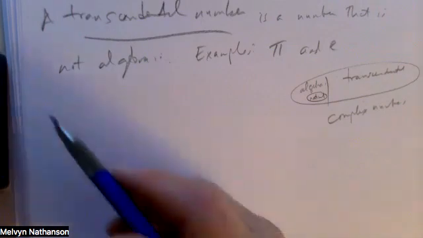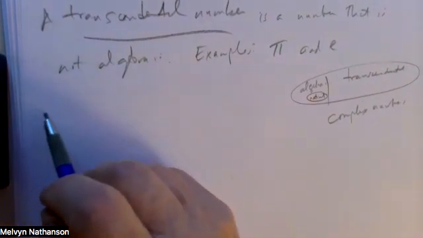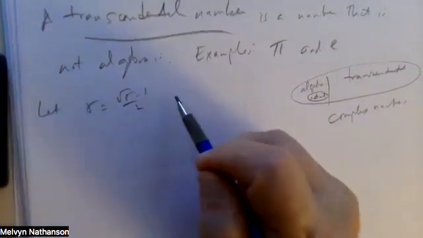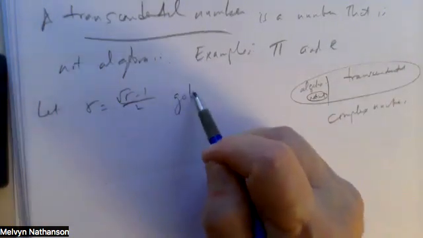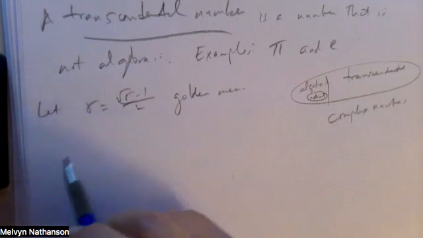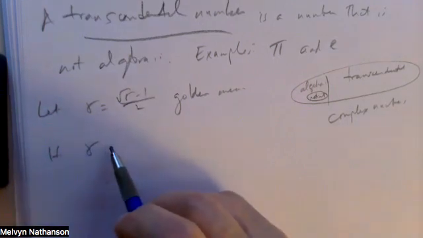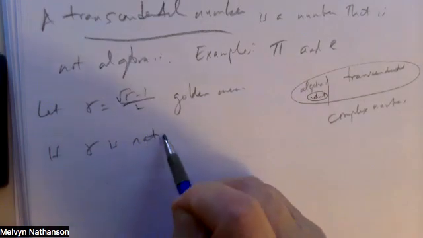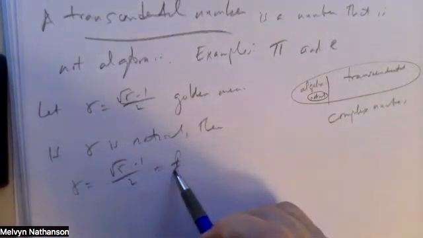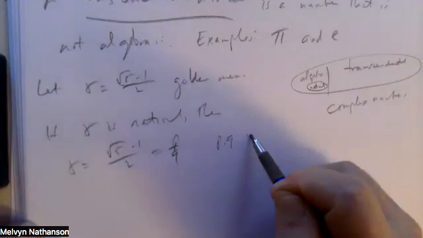So that's the definition. And for an example, this is part B. Suppose we let gamma be root 5 minus 1 over 2, which, if you know a little bit of geometry, is the golden mean. And we want to prove this is irrational, first of all. It's a proof by contradiction. If gamma is rational, then gamma, which is root 5 minus 1 over 2, is p over q for some integers p and q.